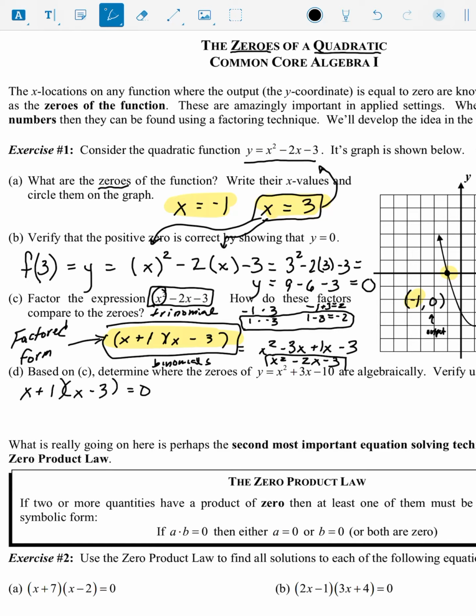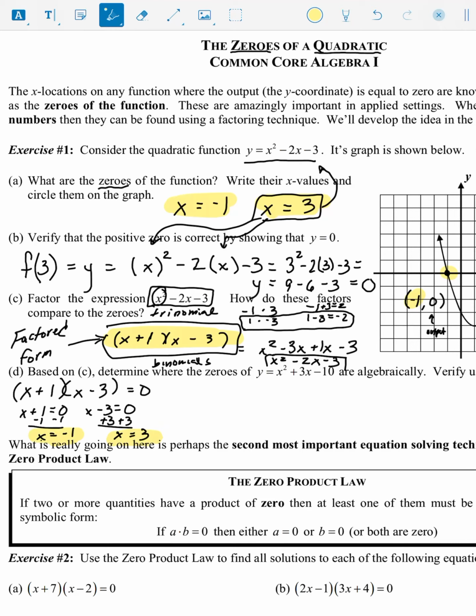If I was to set these equal to 0 and then solve for x, I bet you I'd find my actual zeros of my quadratic. Now, setting both of these expressions equal to 0 and then solving, I'll add minus 1 on both sides and add 3 on both sides. And I'm left with x is equal to negative 1 and x equals 3. And would you look at that, those are the exact zeros of my quadratic function.